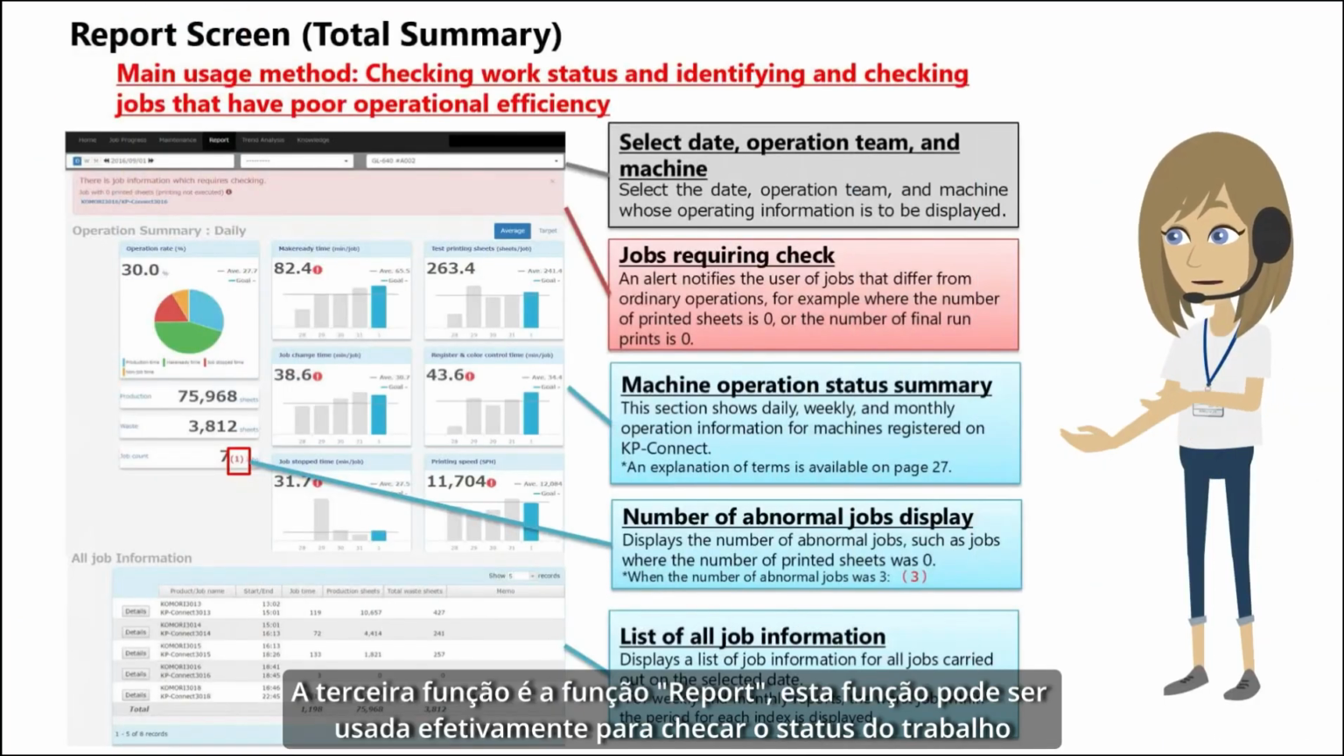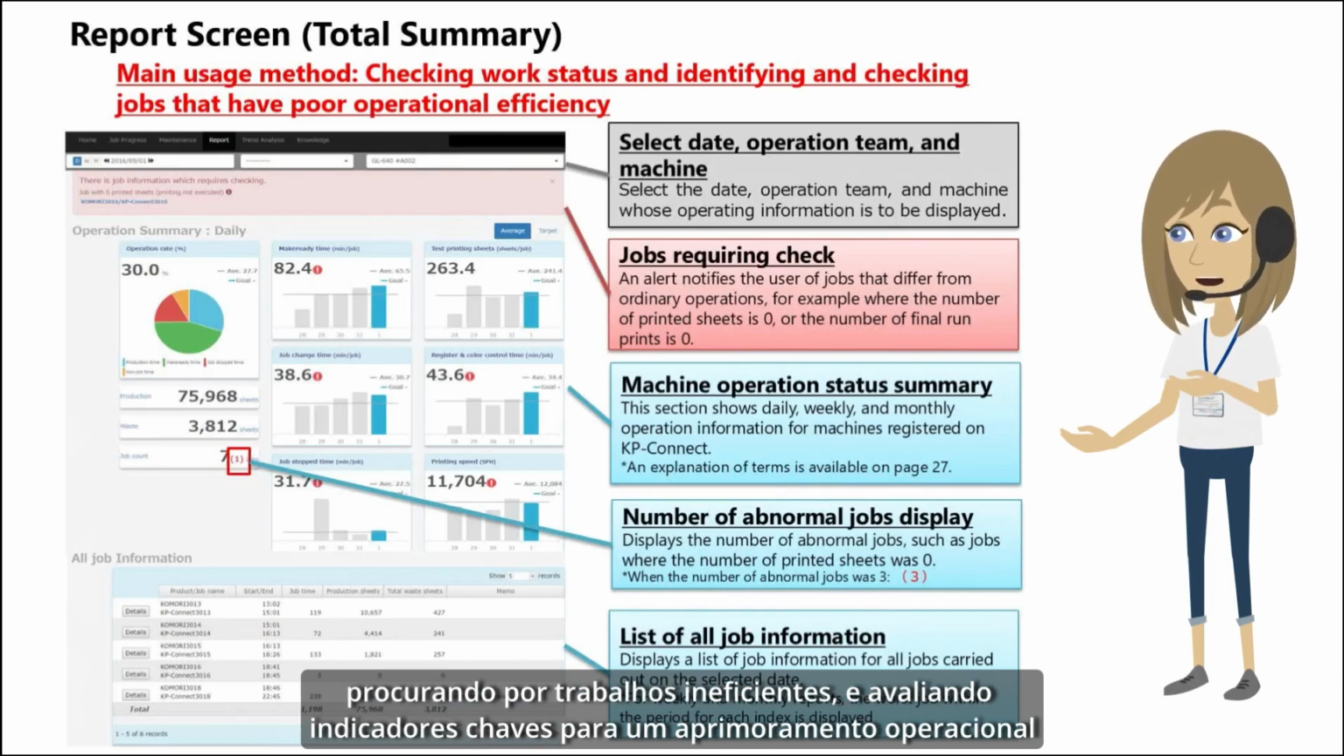The third function is the report function. This function can be used effectively for checking the status of work, searching for inefficient jobs, and evaluating key indicators for operational improvement.